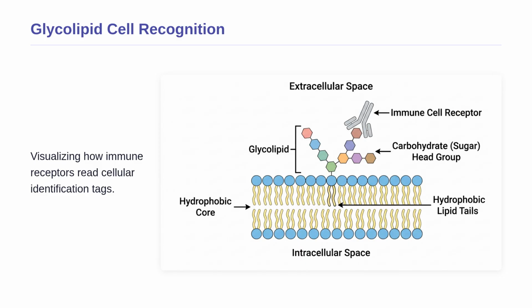Now look at the extracellular space above. The glycolipid projects a complex chain of sugars outward. This is the identification tag. Finally, you can see the immune cell receptor coming down to engage with this specific carbohydrate chain. This diagram beautifully teaches how the physical anchoring of the lipid allows the sugar tag to be presented for crucial cellular communication and immune recognition.